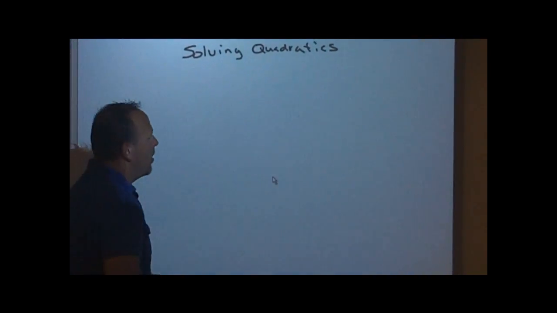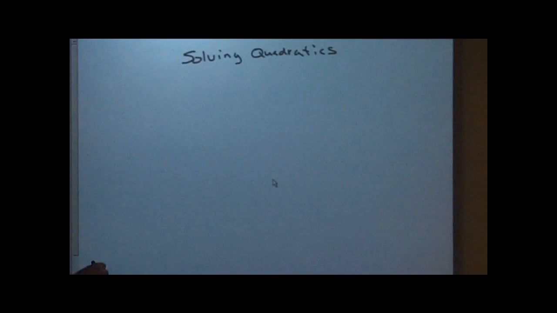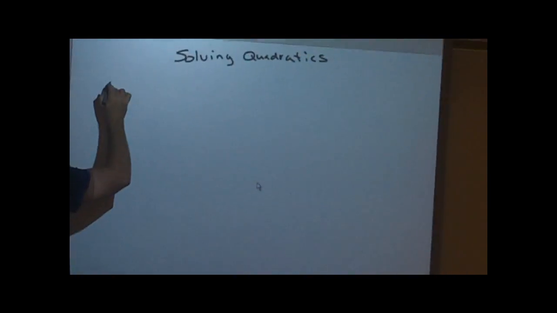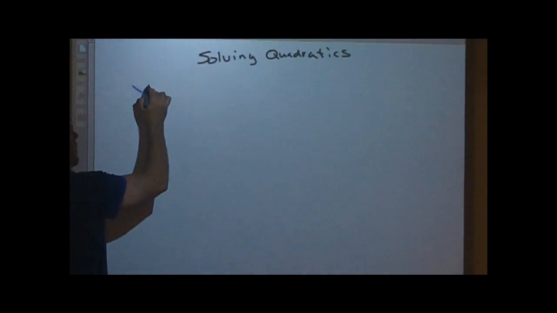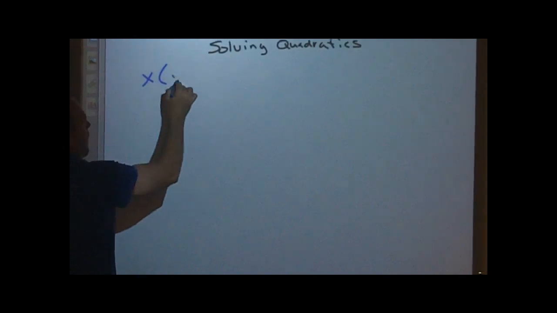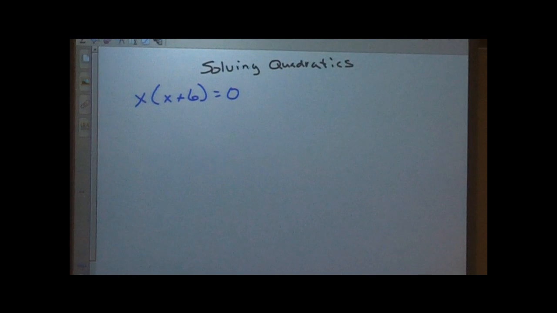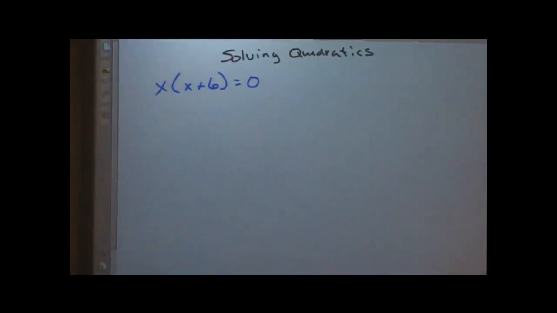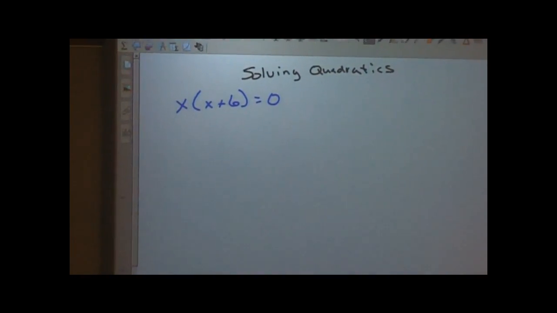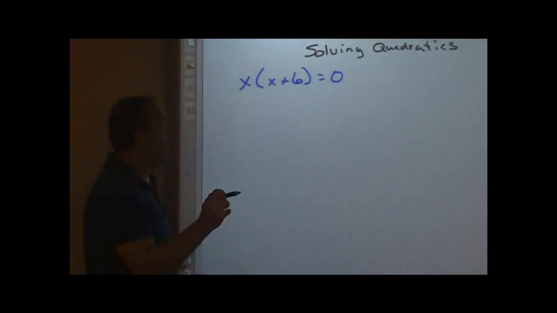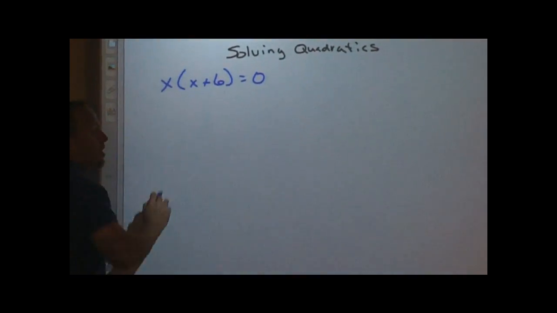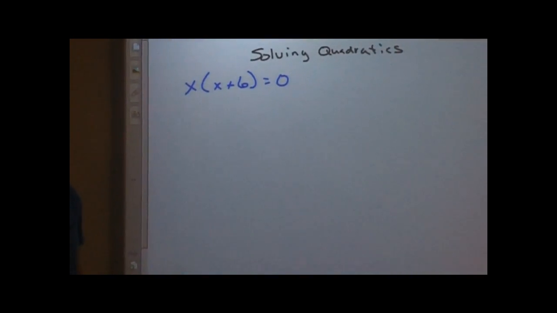Let's look at this for example. Let's say we have x. First of all, how do we know this is a quadratic? Not because it equals 0, but because when you distribute, you get an x squared. Anything that has an x squared is a quadratic.